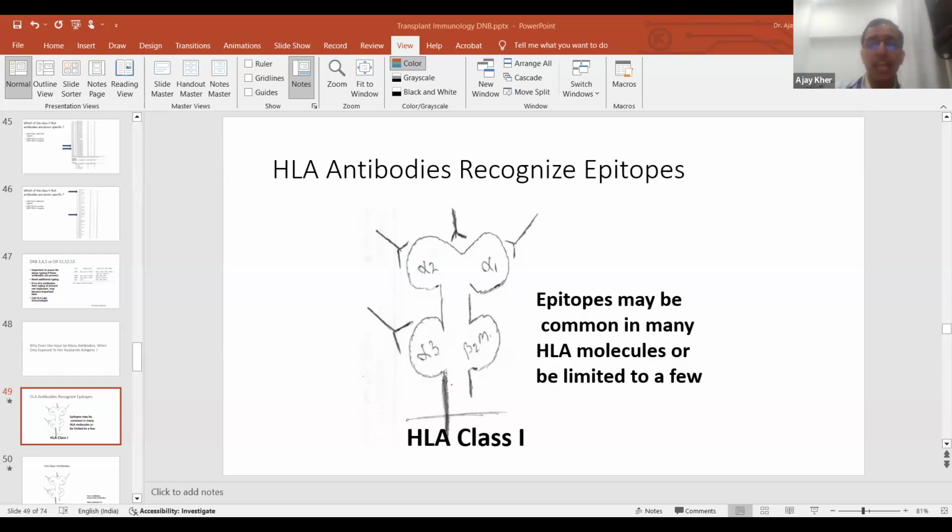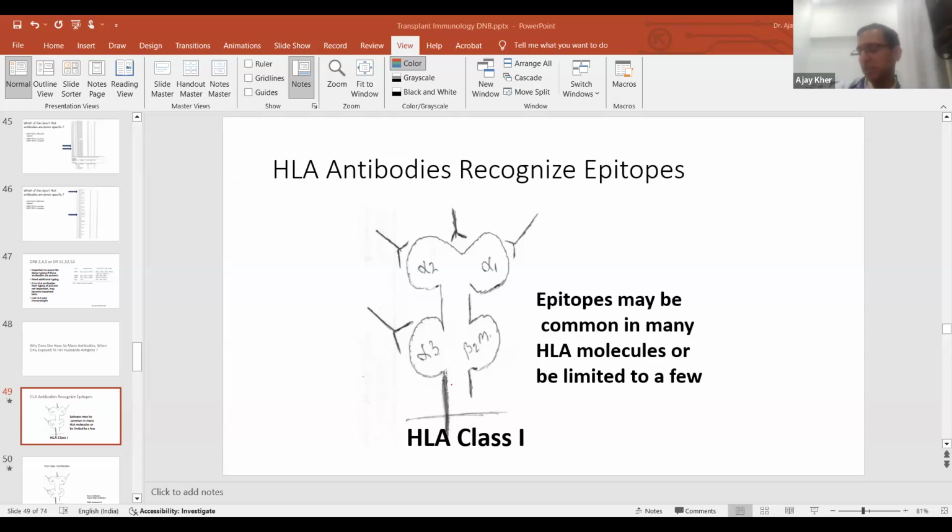Another question is, can you explain CREGs and public epitopes? CREGs are, again, when we talk about epitopes and eplets, those can be across many groups. One of the most common things is CW6, CW4, and BW6, BW4. Those are very big, common epitopes.